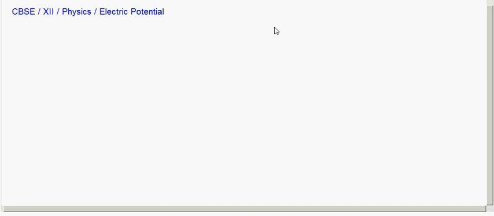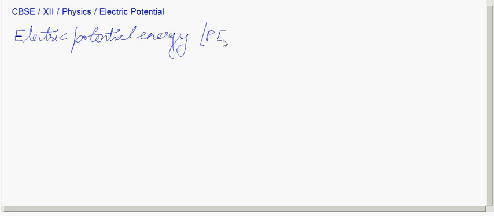In today's class, we will see about electric potential energy. I can use PE as a short form for potential energy.